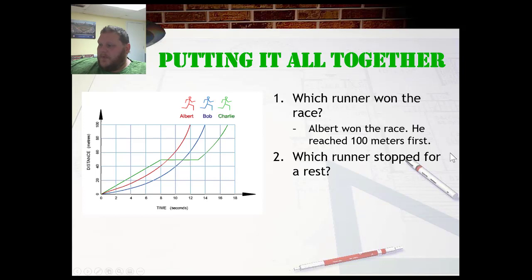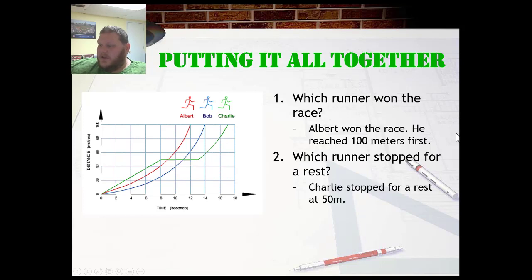Which runner stopped for a rest? We can see here, since this is a position time graph, this little spot in the middle where it's flat, Charlie took a break. He was starting off nice and strong, and all of a sudden at 8 seconds he got really winded and had to stop and catch his breath. And then after about 13 seconds, he could take off and run again.